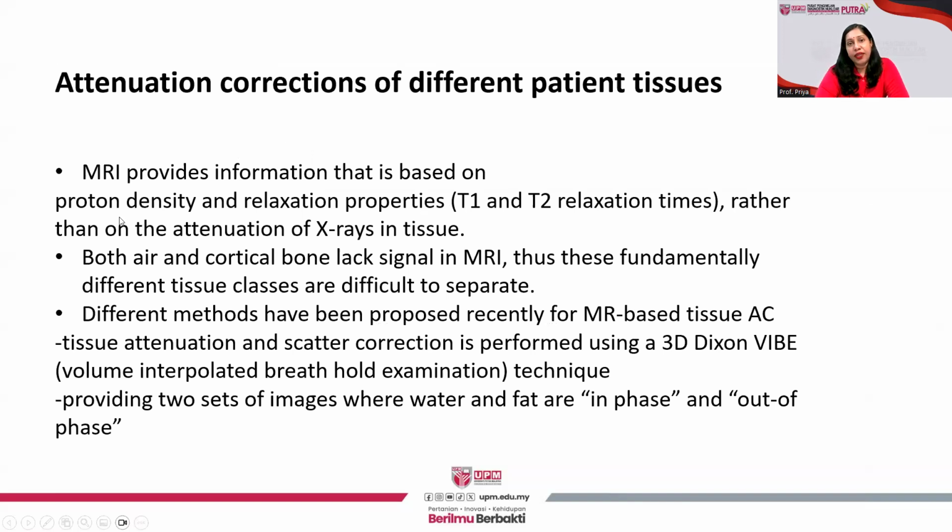Furthermore, we need to perform various attenuation corrections based on different patient tissues. As you know, on MR, we do not really see much of bone signal. This is because of reduced protons of water molecules in bones. Therefore, we have to change different LAC in order to correct for different densities of the soft tissue that we are imaging.